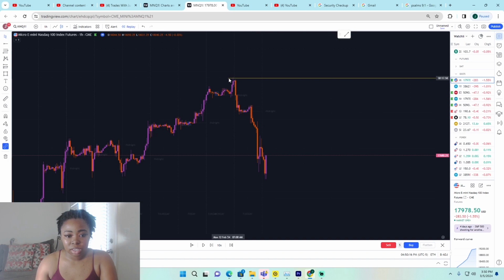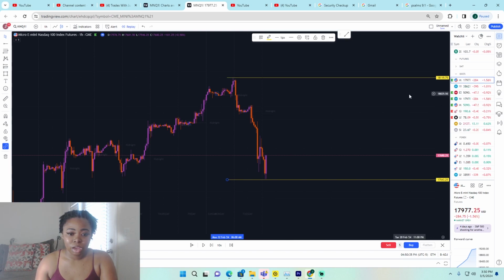So I see this high. This was the highest part in this range right here. And then I'm going to go down here and mark out this level down here. And now that I have those two areas marked out, for me, I feel like that is important because I'm able to look at the market in a more clear and more concise way.